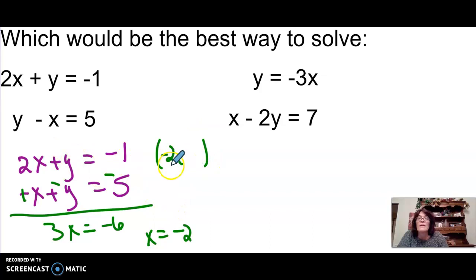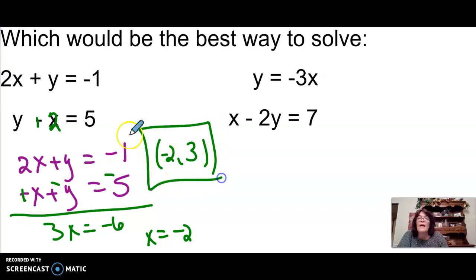-2 what? Well, I'd have to put -2 in for x. Y minus -2, that's y plus 2. Subtract 2 from both sides. It looks like -2, 3. I usually check it and make sure then if I put -2, 3 in, do I get -1? That's -4 plus 3. Yes, I do.